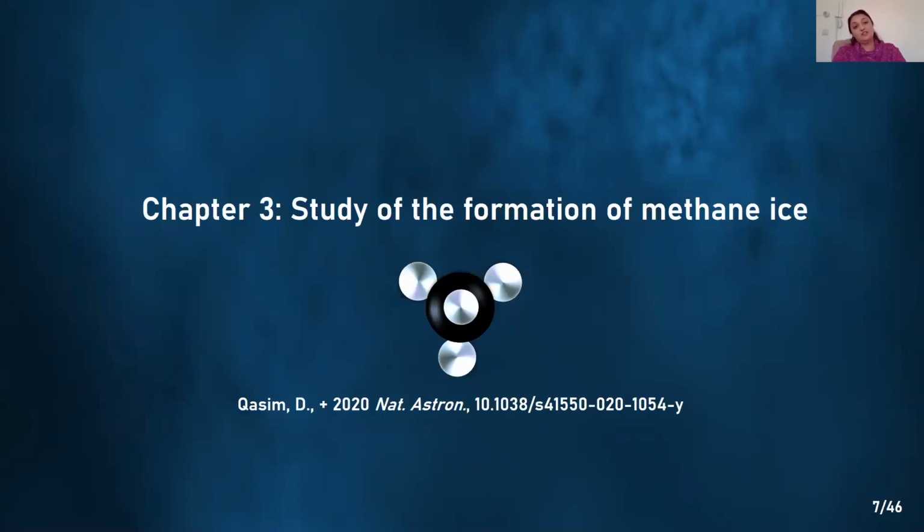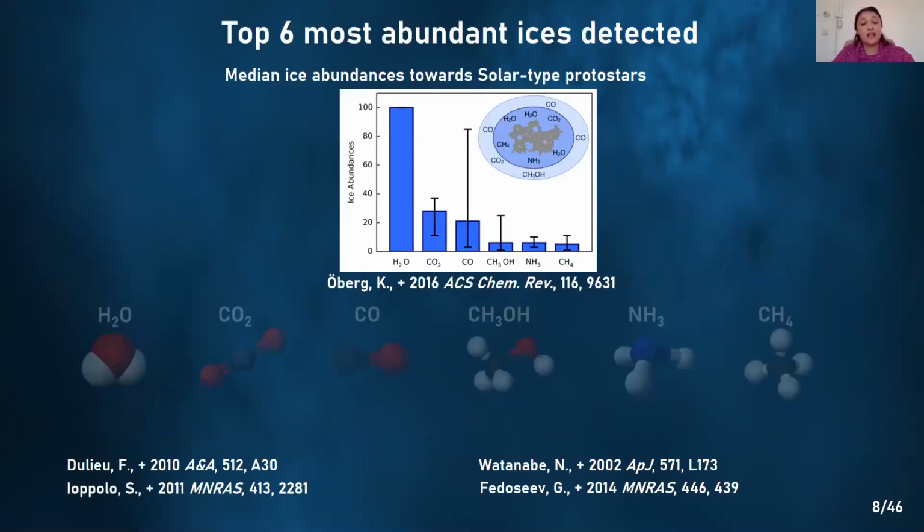All right, so chapter 3 is on the study of the formation of methane ice. And this one is quite exciting for myself because this was recently published in Nature Astronomy. The most abundant ices that have been detected towards young stellar objects are shown here. The most abundant one is water, and experimental investigations support its formation from atomic O and H. CO2 is formed from CO plus OH. CO and OH make the HOCO intermediate, and then that breaks apart to CO2.